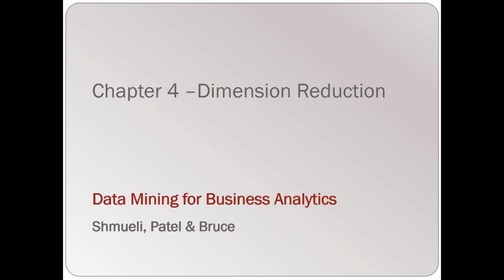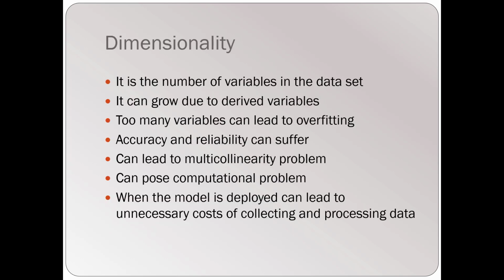Chapter 4 is about dimension reduction. Dimension reduction refers to the process of reducing the number of predictor variables, the number of x variables. If you have too many x variables, that will lead to certain problems in the analysis. So it is a good idea to try to reduce the number of variables, and what are the different ways in which we can achieve that, and that's the topic of this chapter.